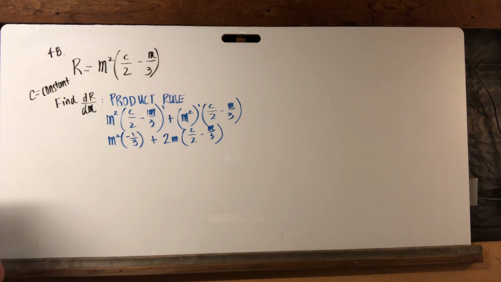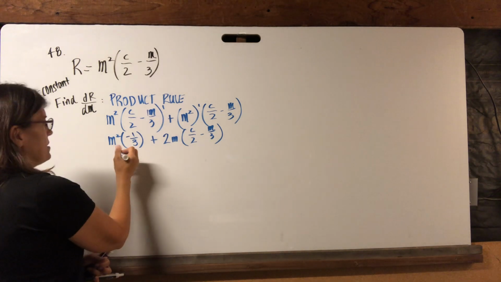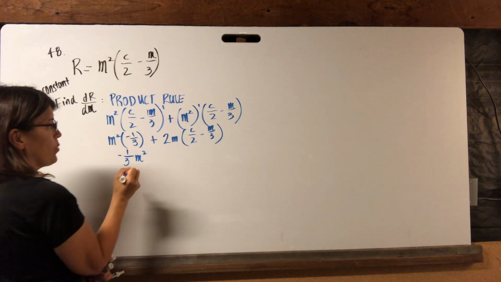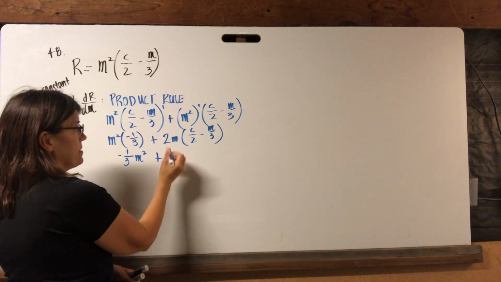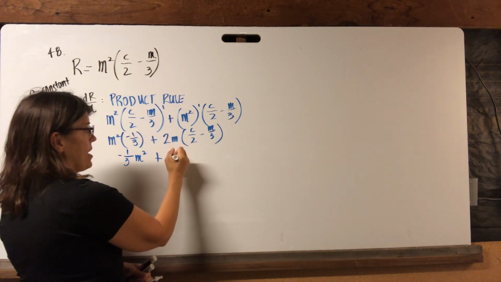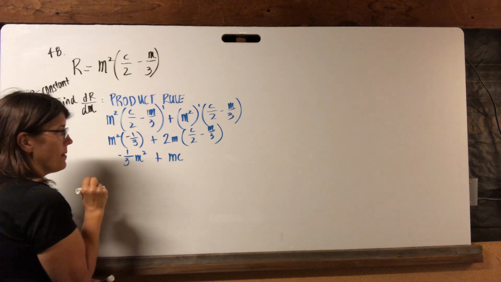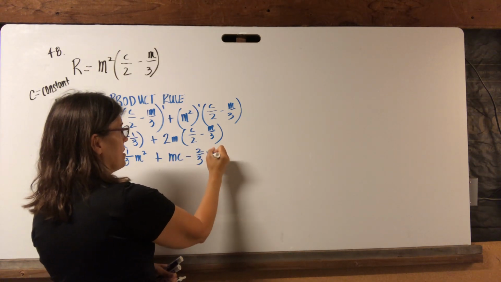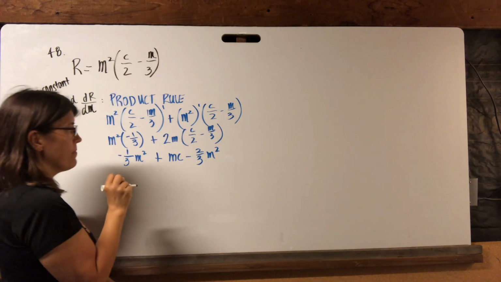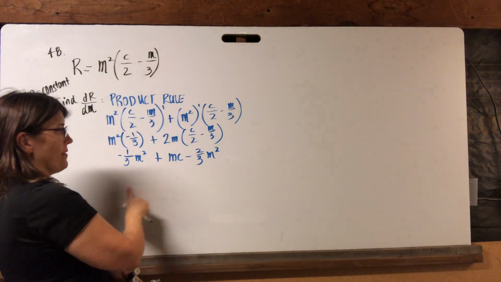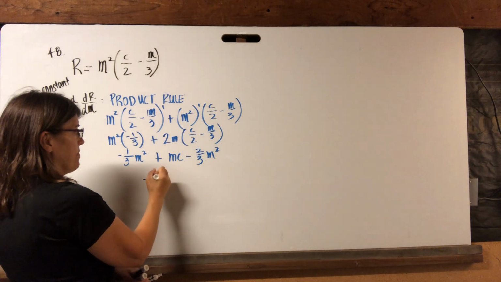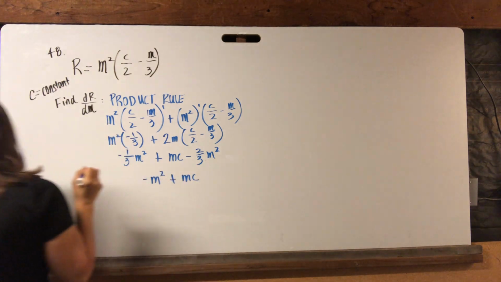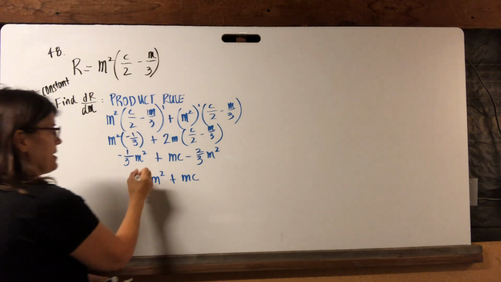Did I do that right? Yeah. Okay. So this is negative 1/3 m squared plus, distribute, and you get mc minus 2/3 m squared. When you distribute, combine like terms and you get negative m squared plus mc.